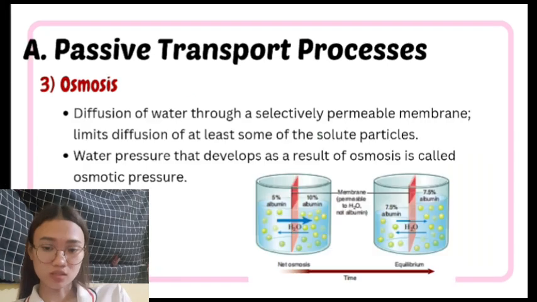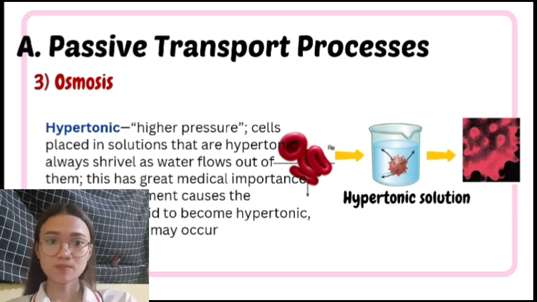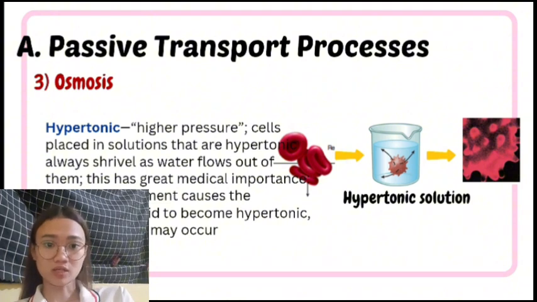Then you have the osmosis. It is the diffusion of water through a selectively permeable membrane. It limits diffusion of at least some of the solute particles. Now, the water pressure that develops as a result of osmosis is called osmotic pressure. So under osmosis, we have isotonic. It describes a fluid having the same potential osmotic pressure as cytosol. Next is the hypotonic or the lower pressure, and the last one is the hypertonic or the higher pressure.